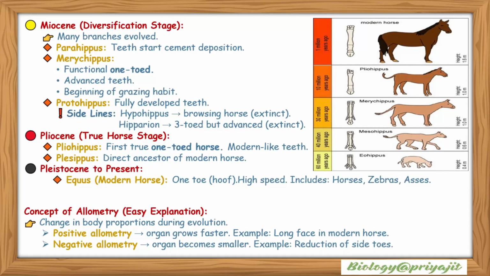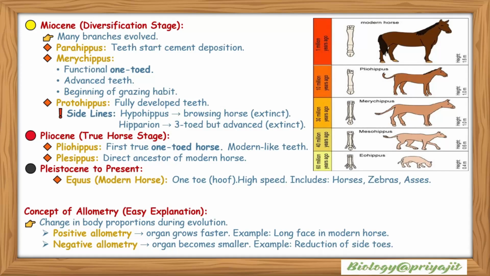The first one is Parahippus, where teeth start cement deposition. Merychippus: functionally one-toed, advanced teeth, beginning of grazing habit. Protohippus: fully developed teeth, a side line. Hypohippus, that is a browsing horse, which is now extinct. Then Hipparion, which is three-toed but advanced in comparison to Hypohippus, but now it is extinct.